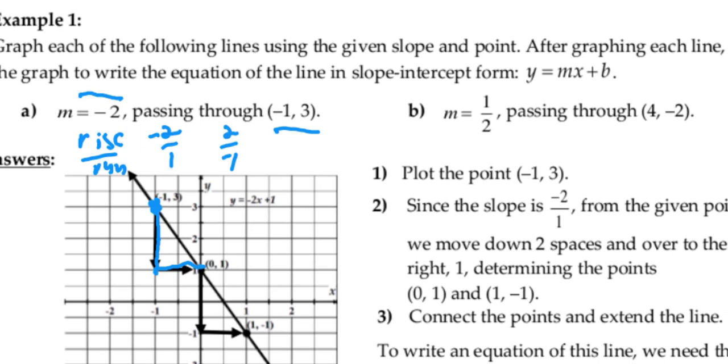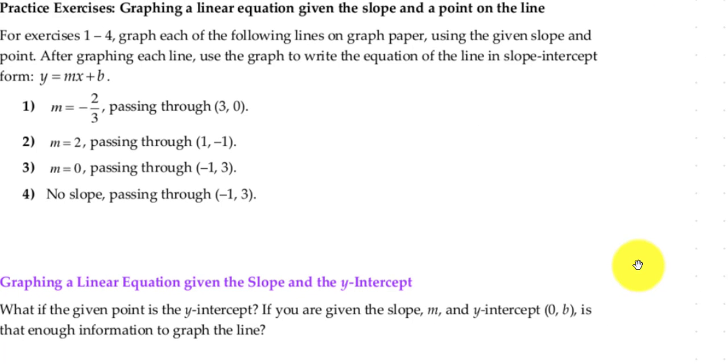I could also go up 2 units, 1, 2, and to the left 1 unit. And I always will end up on the line. So I can go down 2 and over 1, or I can go up 2 and to the left 1, and I'll always be on the line, okay? So let's jump to the next page.